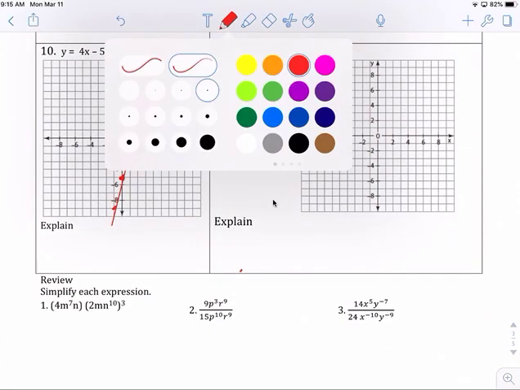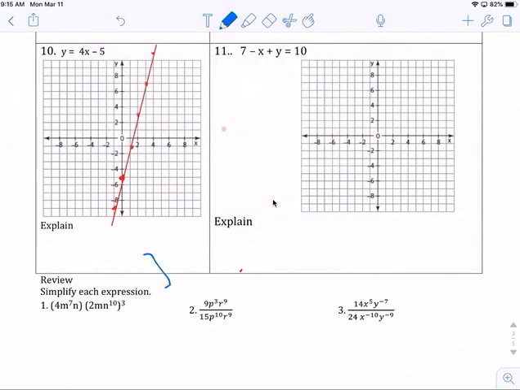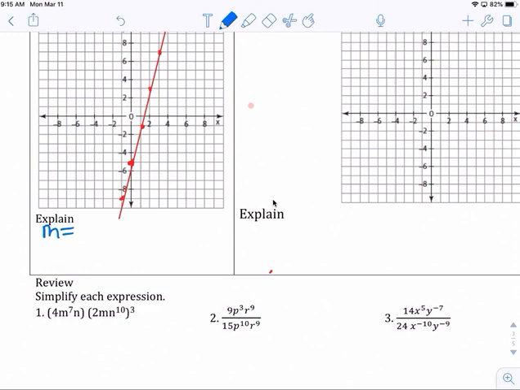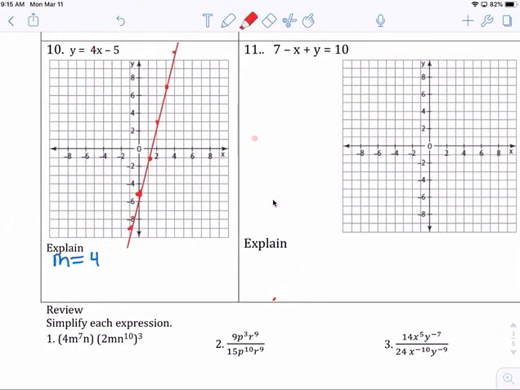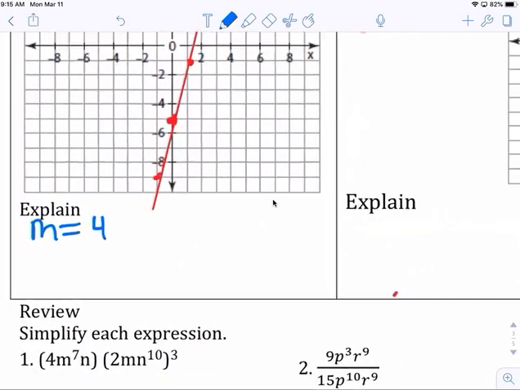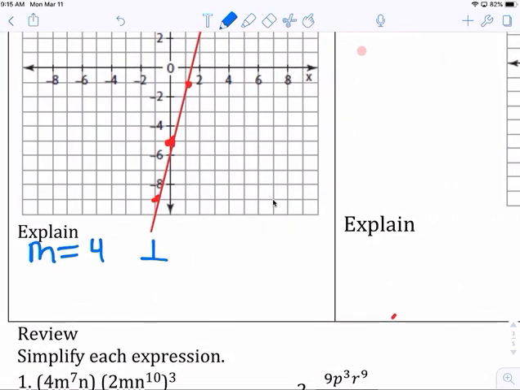Okay, let's look at our rate of change here. M, the rate of change, is 4. For perpendicular, the slope is the opposite of a positive 4, which is negative. So it has to be opposite, one negative and one positive. So we have a negative reciprocal. This is 4 over 1, so 1 over 4.